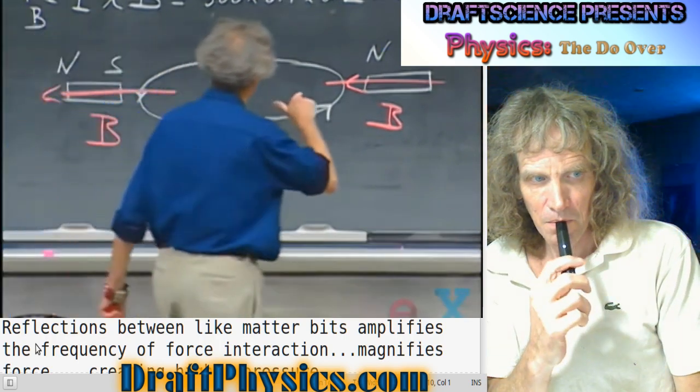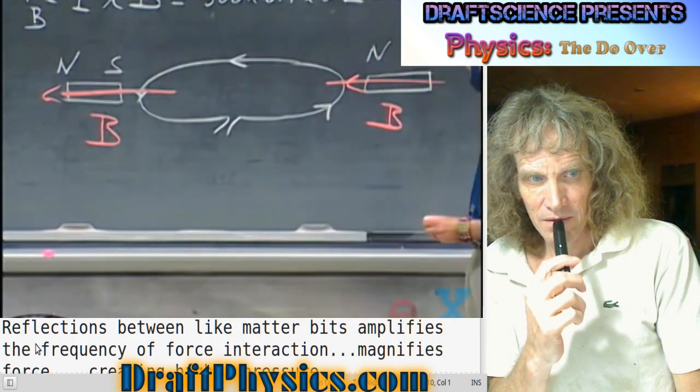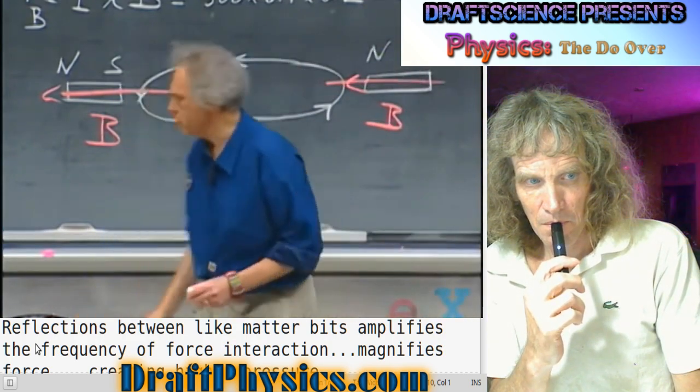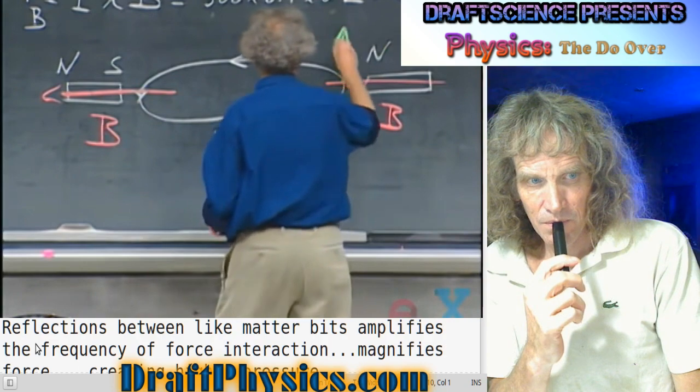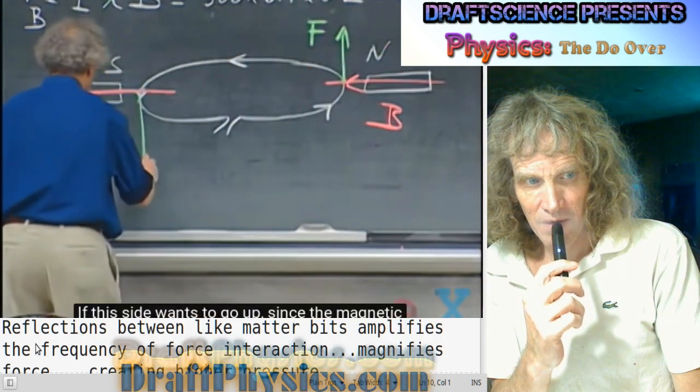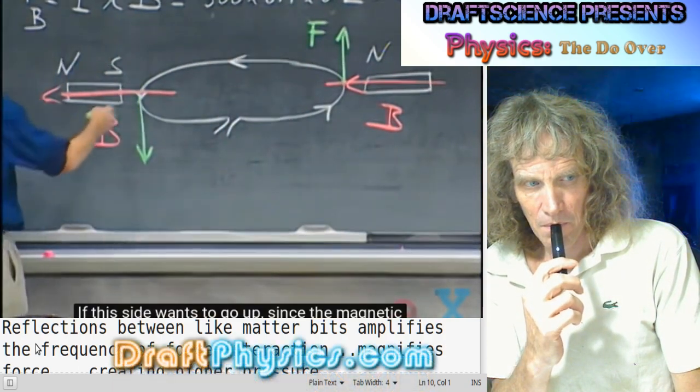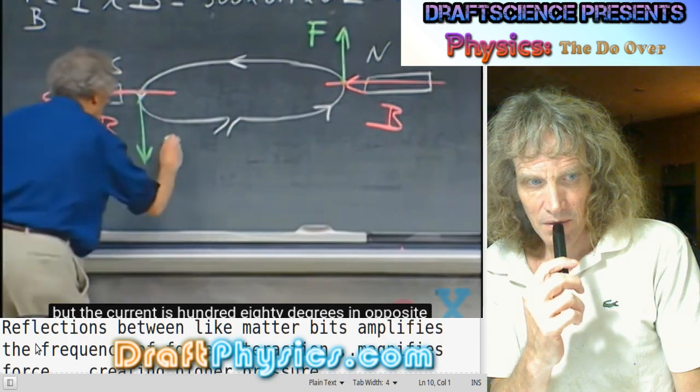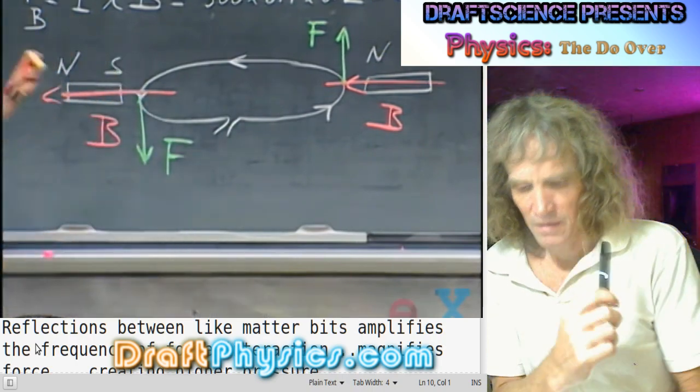I cross B, I is in, cross B, force is up. This side wants to go up. Since the magnetic field is in the same direction here, but the current is 180 degrees in the opposite direction, this force will be down. And so there's a torque on it.